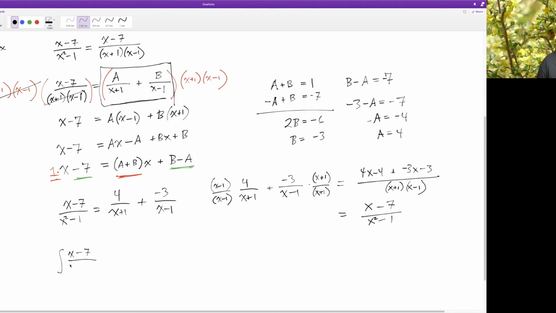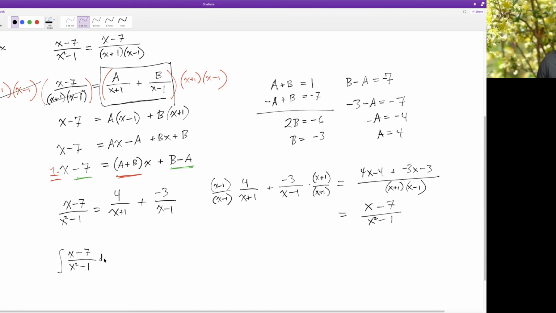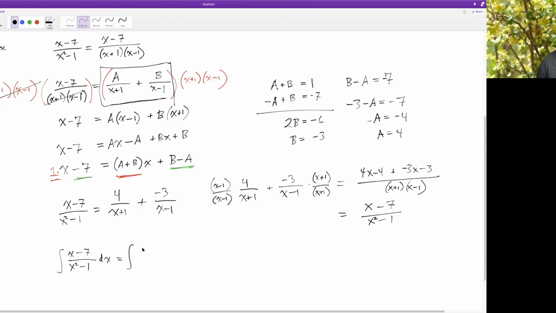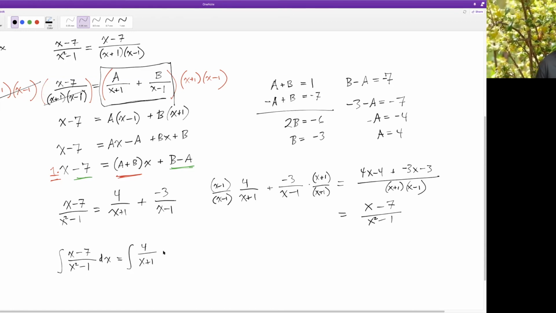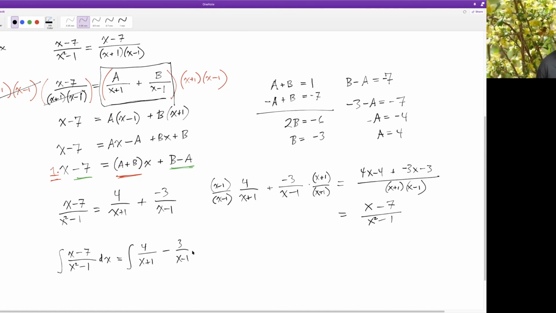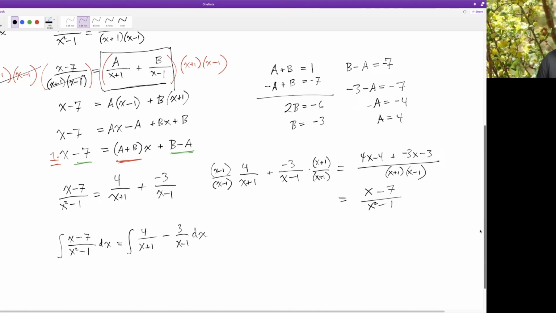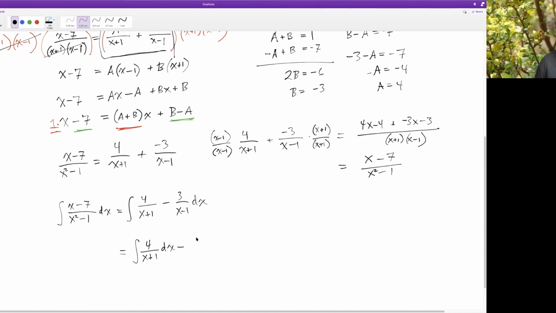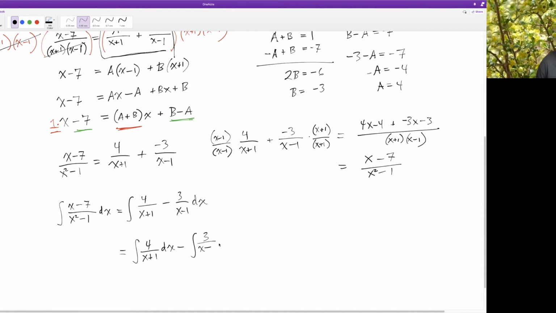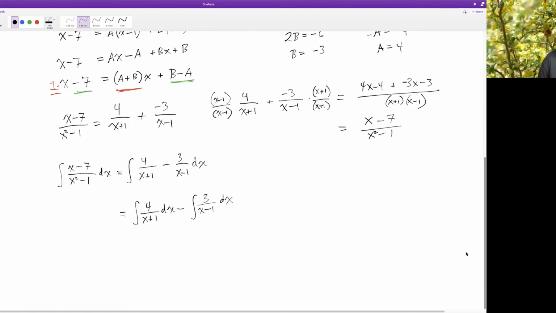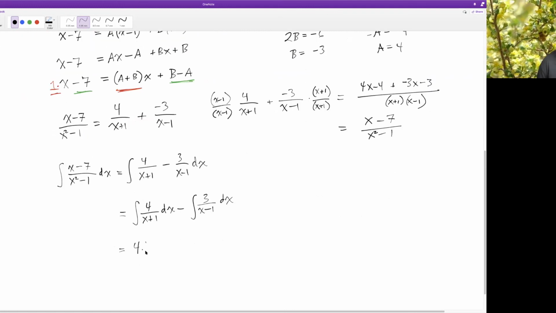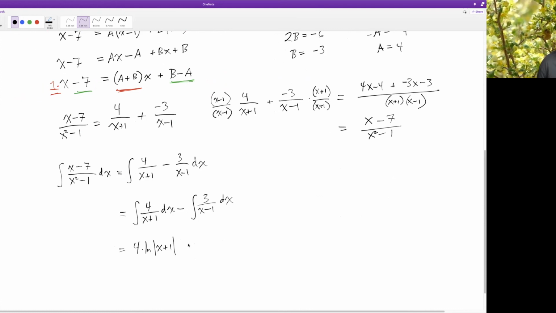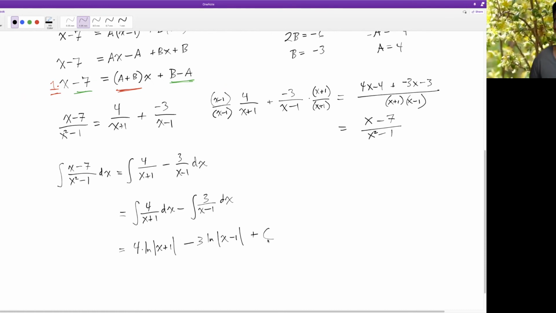So remember, that was the whole point of this, that we can integrate this, and we can do that by rewriting it now using these two simpler fractions. And then, of course, I can use my rules of integration to write this as two separate integrals, and each of these is rather straightforward using natural logs. And there we have it.